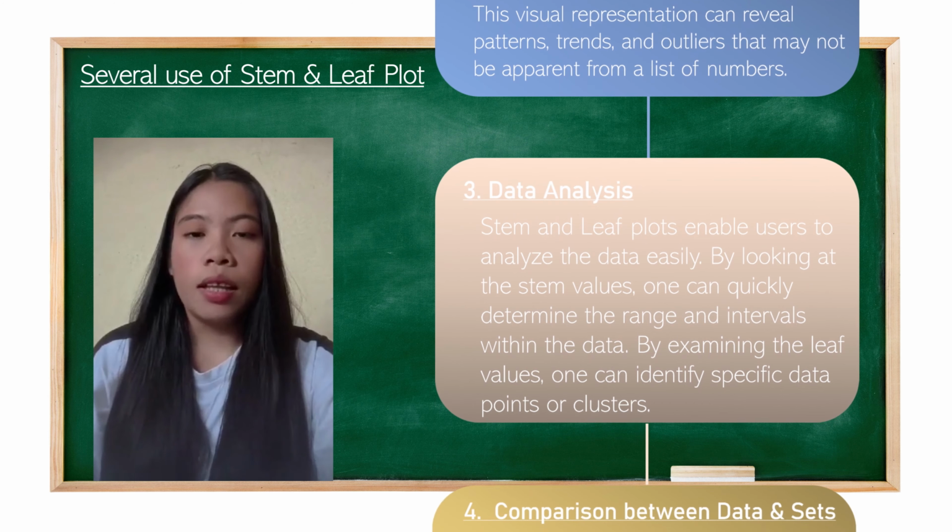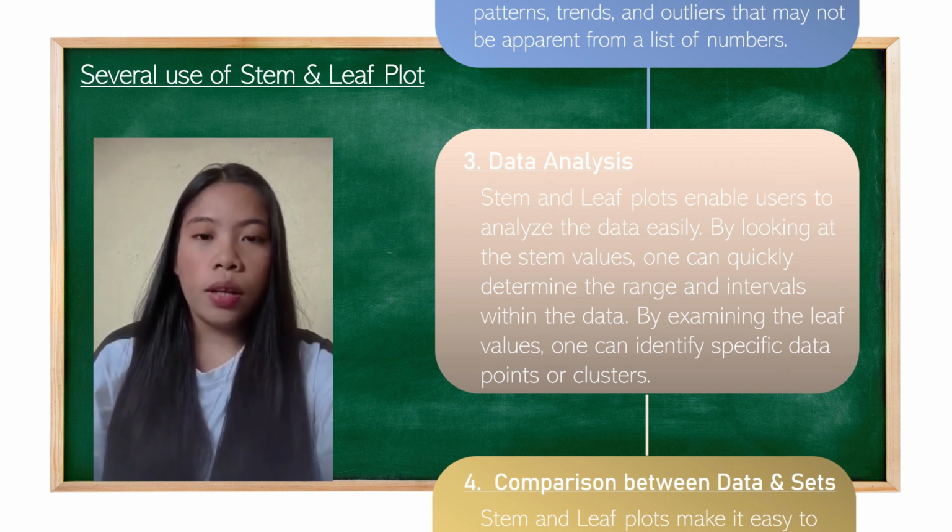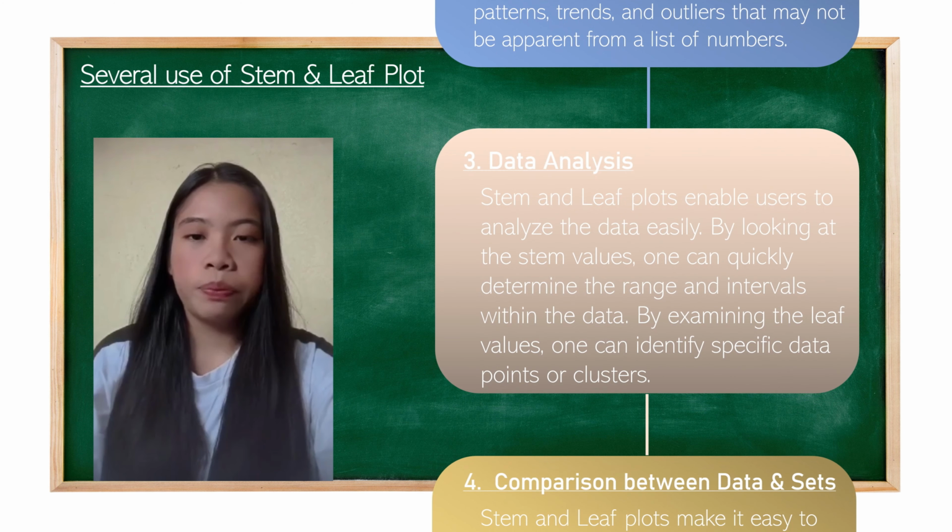Number 3. Data analysis. Stem and leaf plots enable users to analyze the data easily. By looking at the stem values, one can quickly determine the range of intervals within the data. By examining the leaf values, one can identify specific data points or clusters.